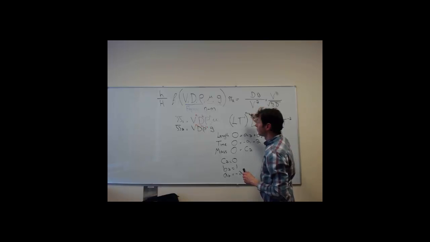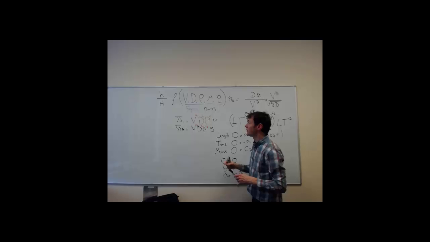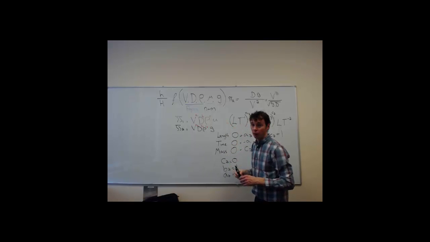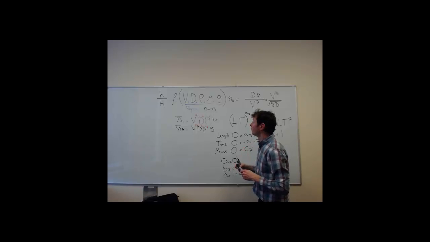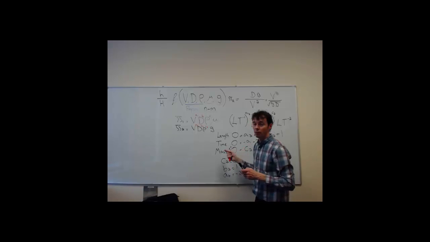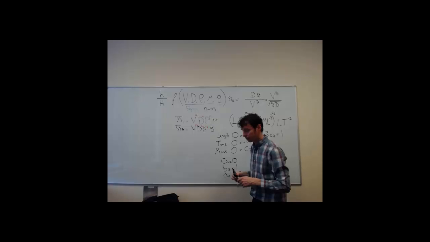Okay, I'm going to give you one example now of choosing different repeating variables. Okay, ones that are more difficult to measure, and I'll show you how. You'll still get a dimensionless group out, but the Buckingham Pi is a lot more hard work.